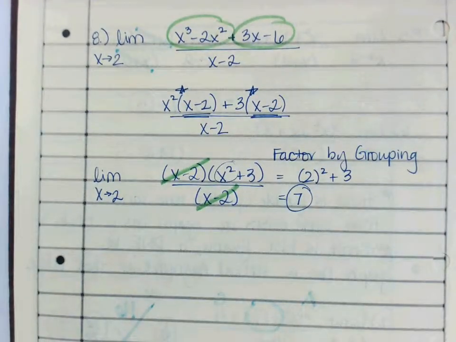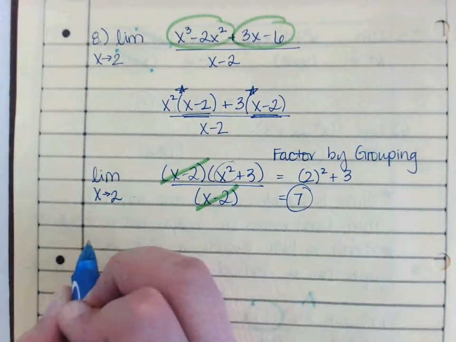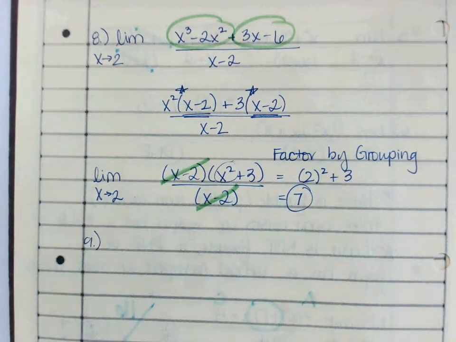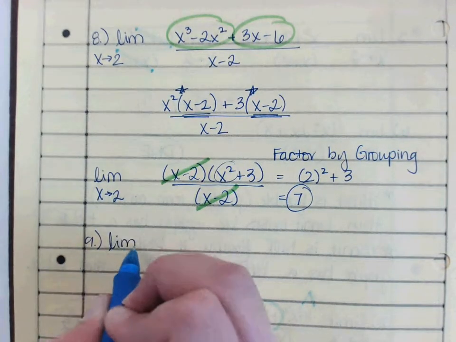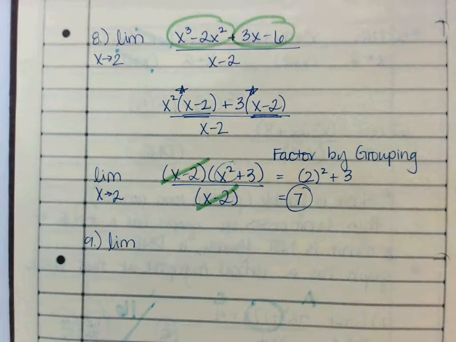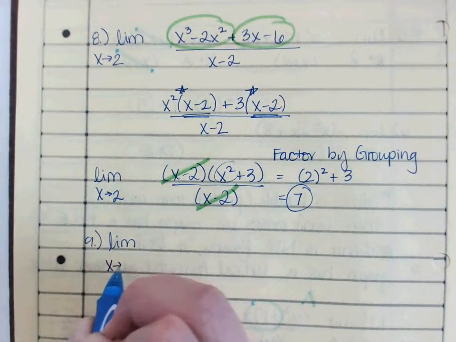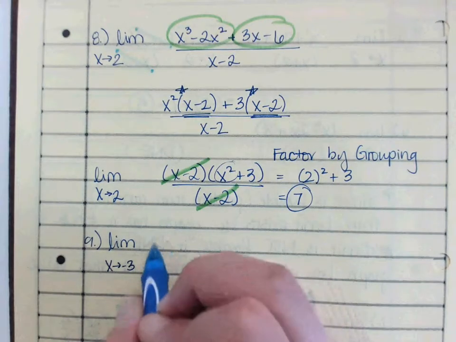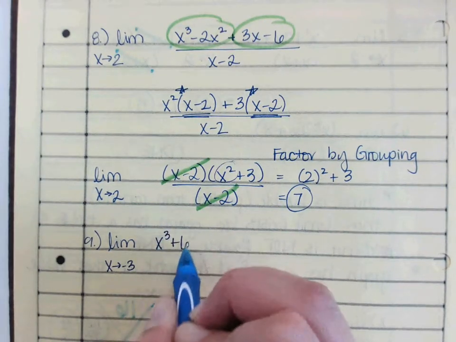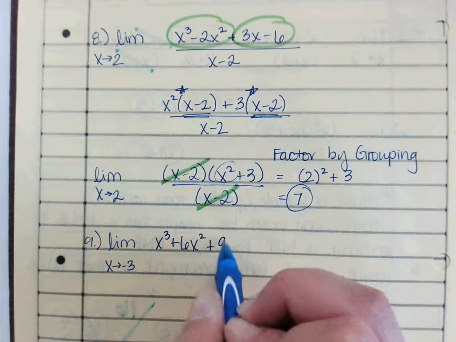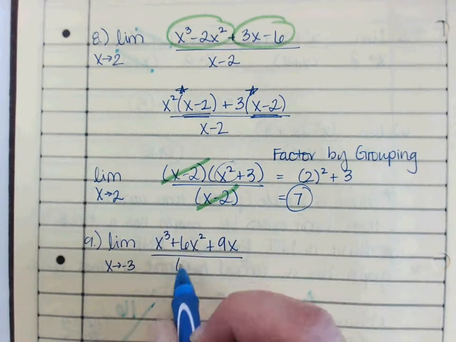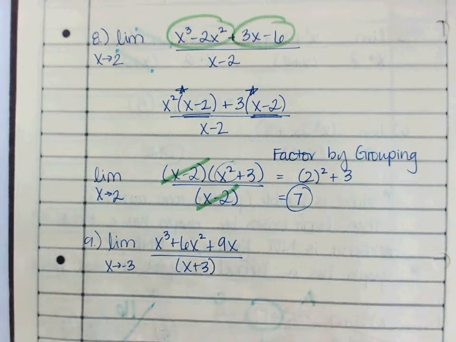Okay, the last one. Limit, x is approaching negative 3 of x cubed plus 6x squared plus 9x over x plus 3.